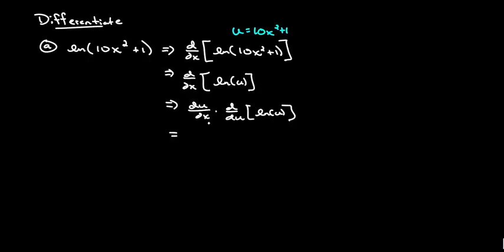But let's do du/dx. Well, du/dx is the derivative of this guy up top here. So the derivative of this guy is 20x. So this will be 20x times, and we just said that this was 1 over u. And so that will be equal to 20x over 10x squared plus 1.